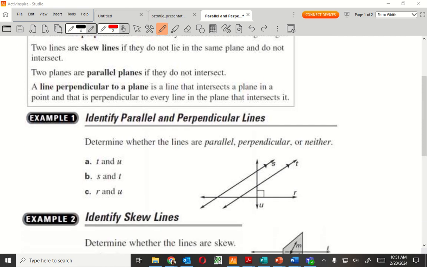So, for example 1 here, it says, identify parallel and perpendicular lines. Now, there's one thing that goes along with this that I know everyone's going to be paying attention to. See these arrows right there? Those arrows signify that those two lines are parallel to each other.